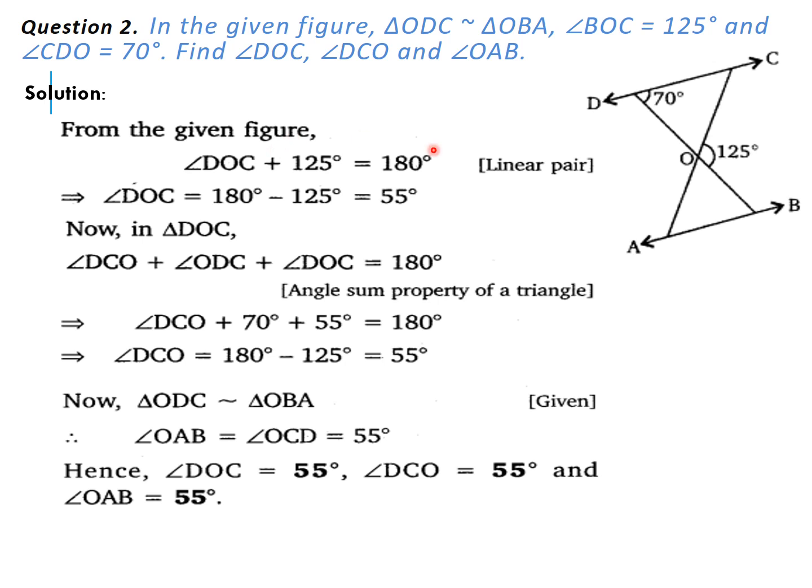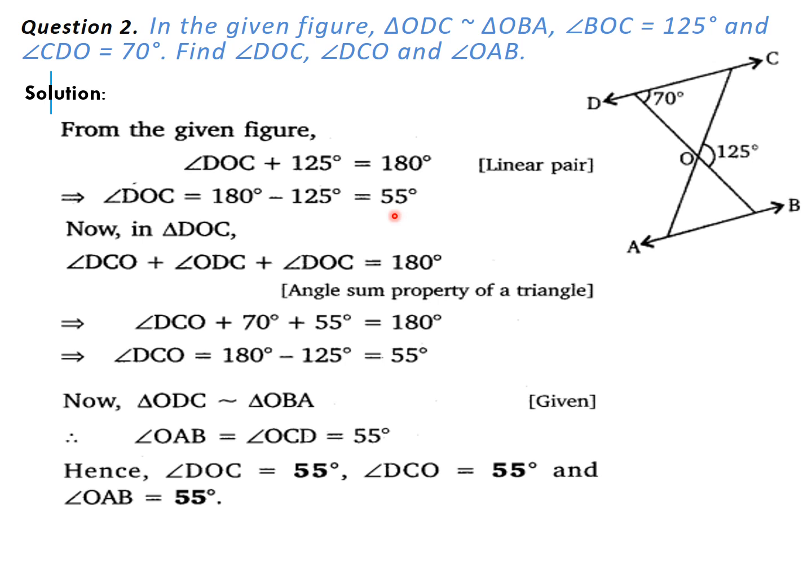So, from the given figure, we can see that angle DOC, which is right here, plus 125 is equal to 180 degrees, since this is a straight line. We can say these are linear pair of angles. So, this angle plus this angle will be equal to 180. So, angle DOC plus 125 is equal to 180. Therefore, angle DOC can be written as 180 minus 125. This one goes to the other side and becomes negative. So, if we calculate, then we'll get the value of angle DOC as 55 degrees.